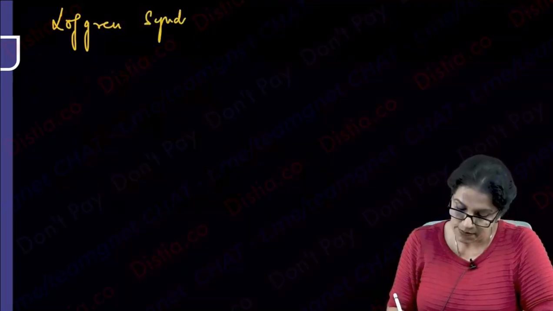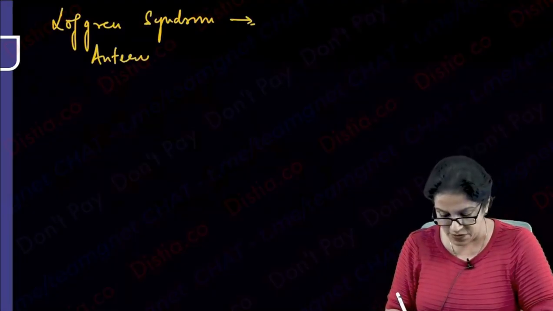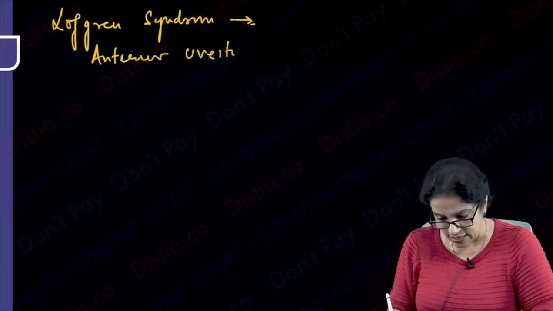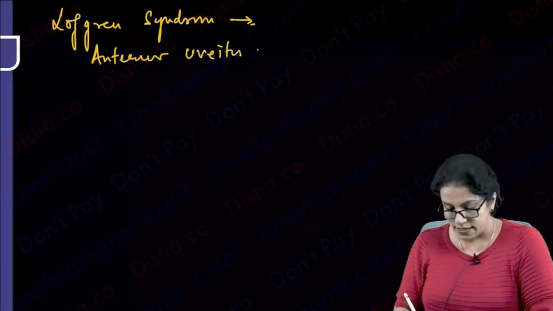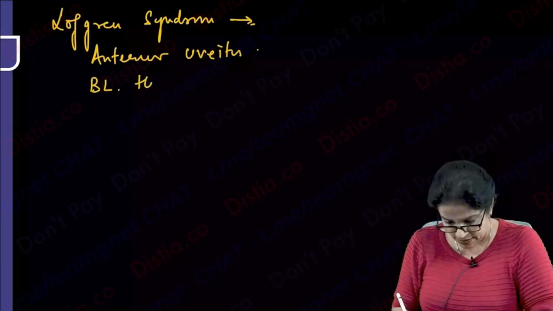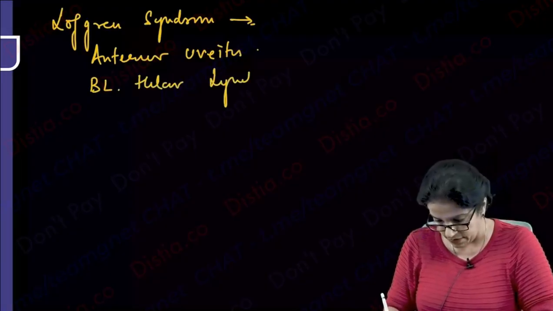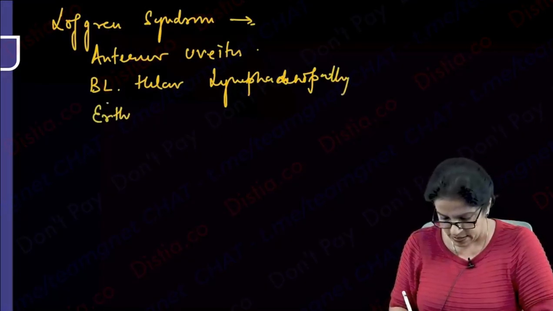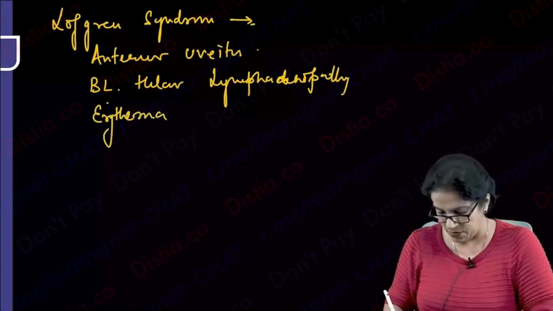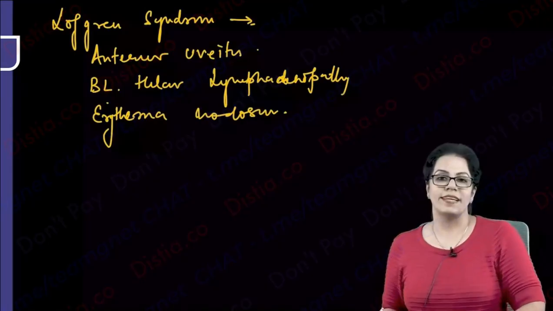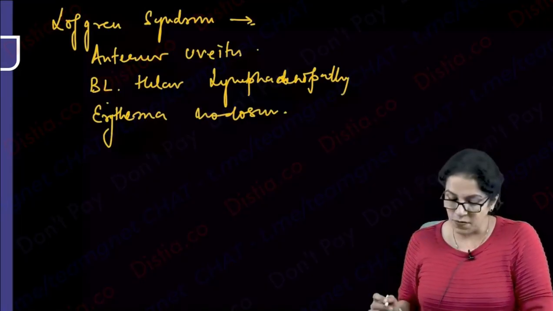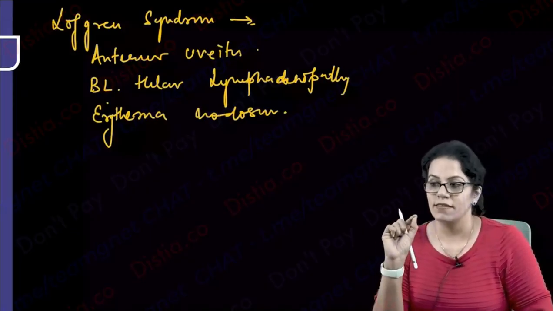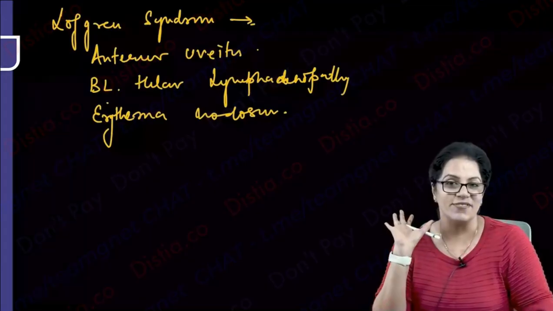Lofgren syndrome is again, syndrome means many features. So write down there is anterior uveitis, and along with that there is bilateral hilar lymphadenopathy, lungs are involved now, and erythema nodosum. Okay, these features are a part of Lofgren syndrome. Right, that was about sarcoidosis. So point wise, more important things that I have told, this is enough.